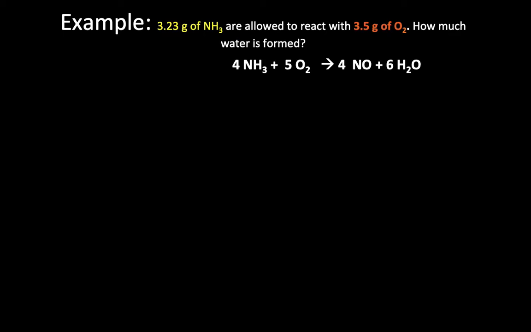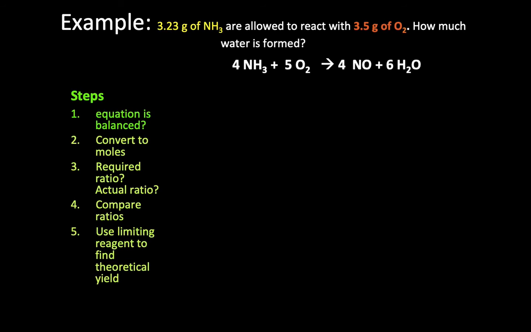Our example is this one. 3.23 grams of ammonia are allowed to react with 3.5 grams of oxygen. How much water is formed? Our first step is to make sure that the equation is balanced. In this case it is. So we are able to check off step 1 and move on to step 2.